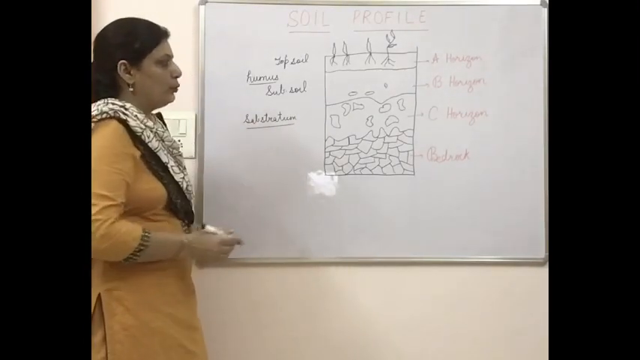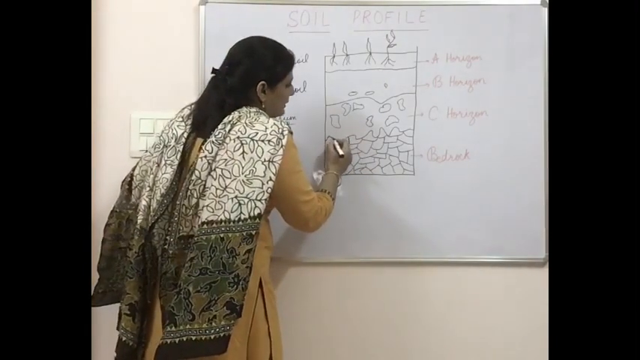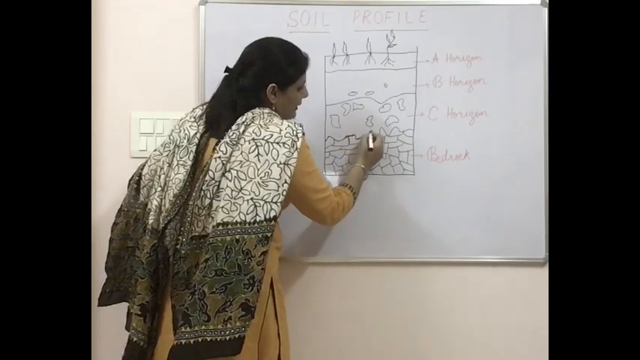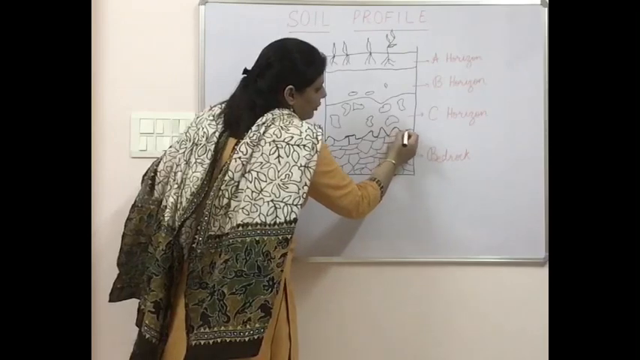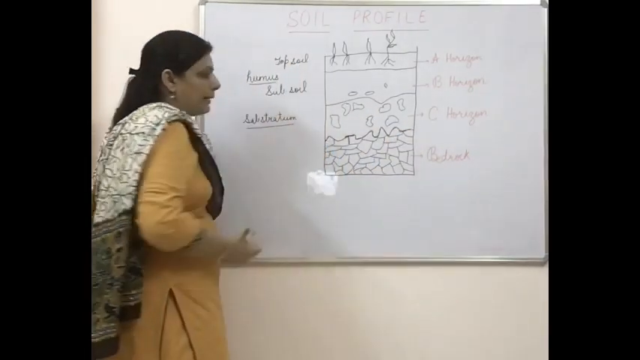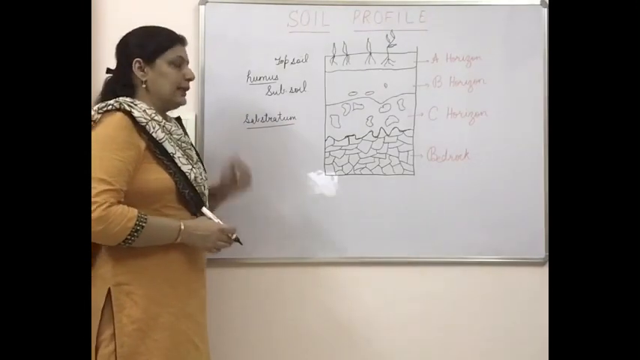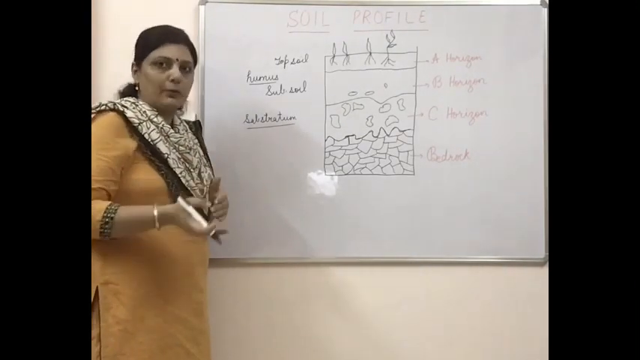After C horizon, we have the bedrock. Basically you will notice it is here. I am showing you with the marking. It is not exactly like this, but I am just giving you an idea that this is the marking of the fourth layer, which is the bedrock. Now bedrock is basically responsible for deciding what will be the type of soil.